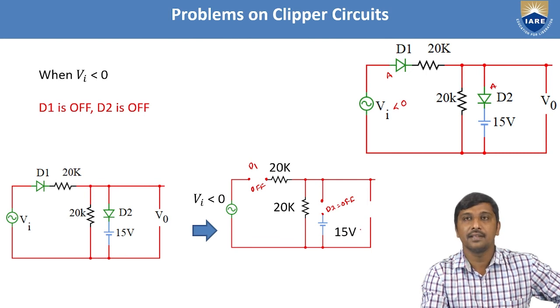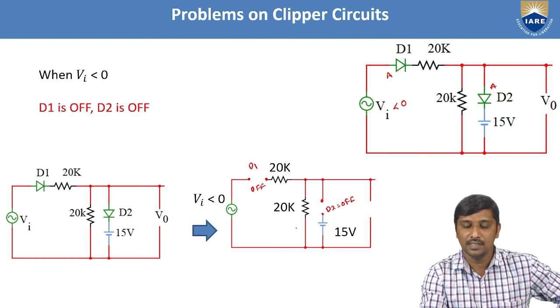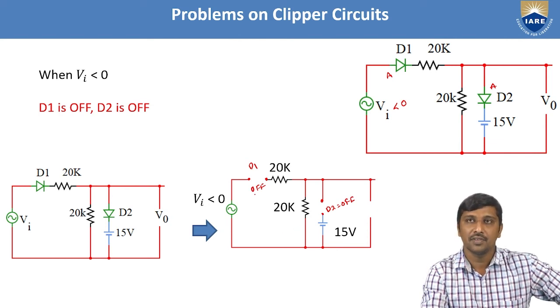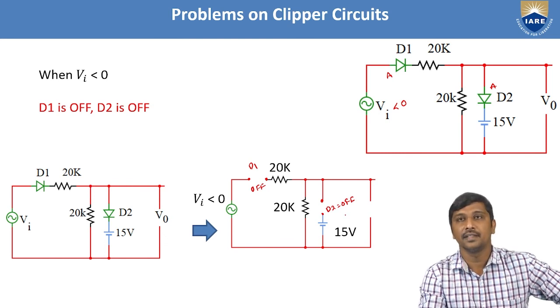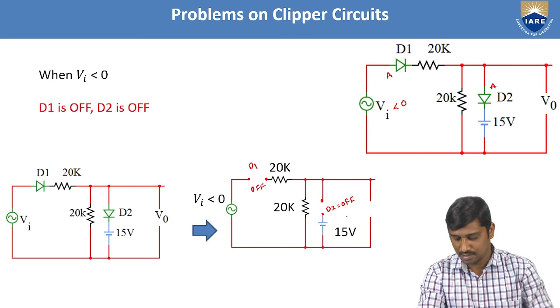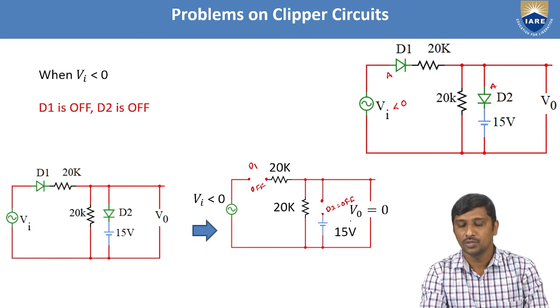Under this equivalent circuit, what happens here? The current is not flowing in this network. Why? Because D1 is in the off state and D2 is in the off state, hence the output voltage here is represented as 0. That is the reason the output voltage here is 0.